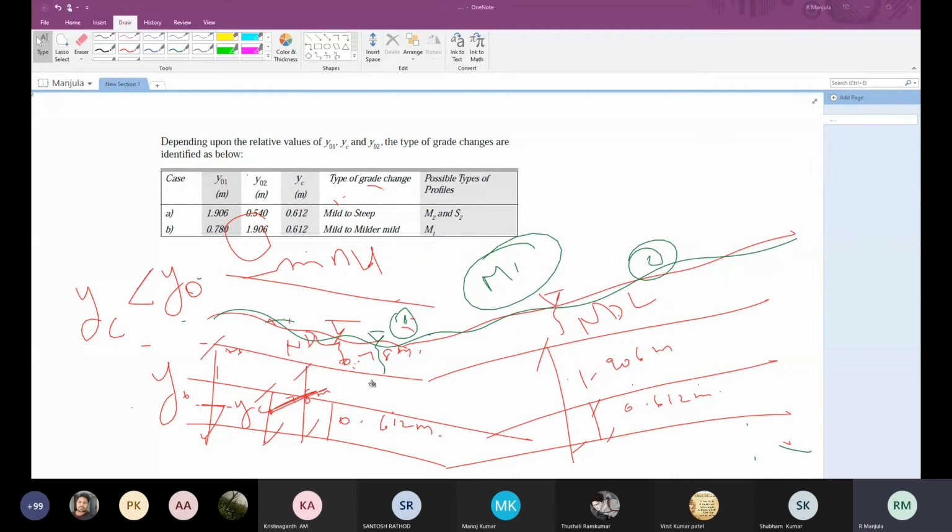Then suppose there are different slopes in series, okay, and you have to estimate what could be the backwater profile in this case. So here you can see a trapezoidal channel. We'll see one problem in this trapezoidal channel, just a series of reaches.